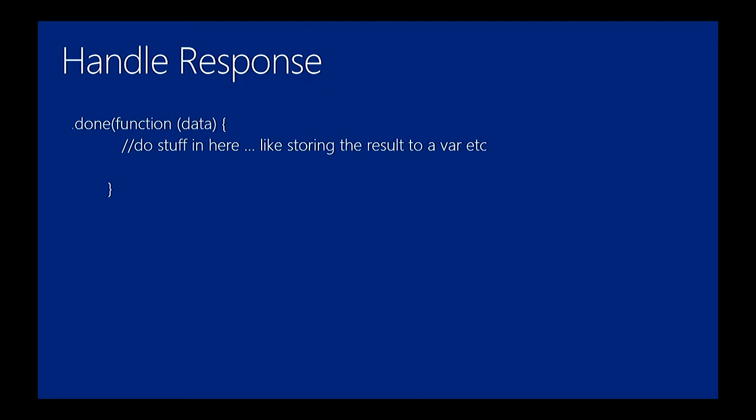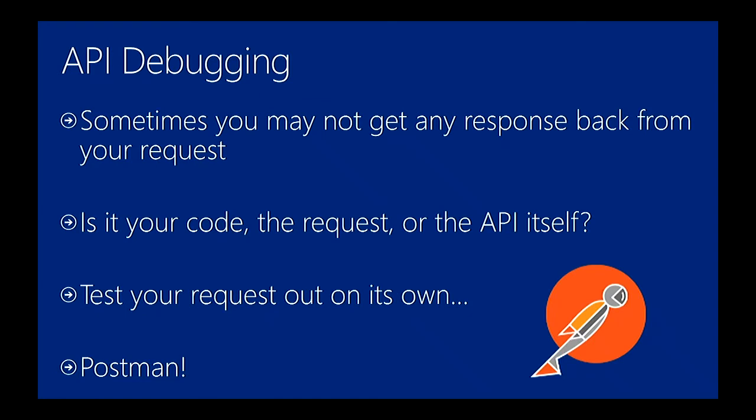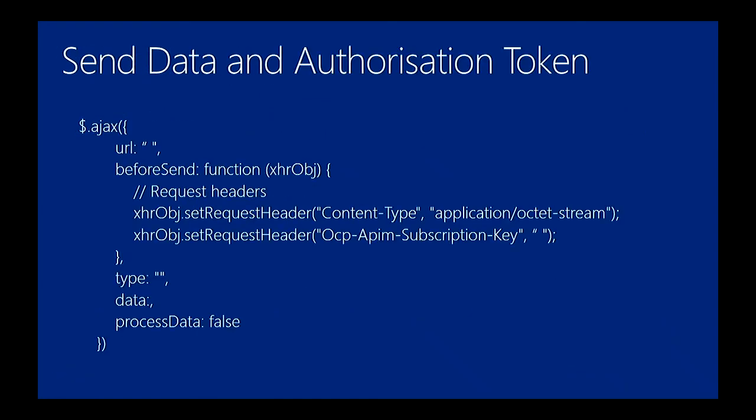I've left this blank on this slide because it depends on which API you're using, but I'll go through how to use it for the Emotion API. But this is really where you would manipulate your data from the API. So yeah, those 3 slides are pretty much all the code that you need to send a request to the API.